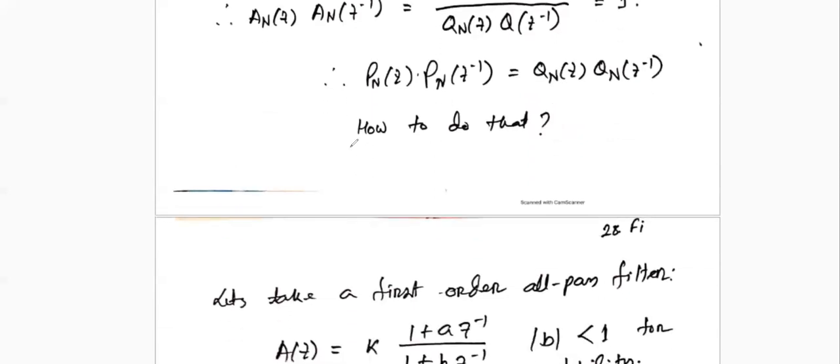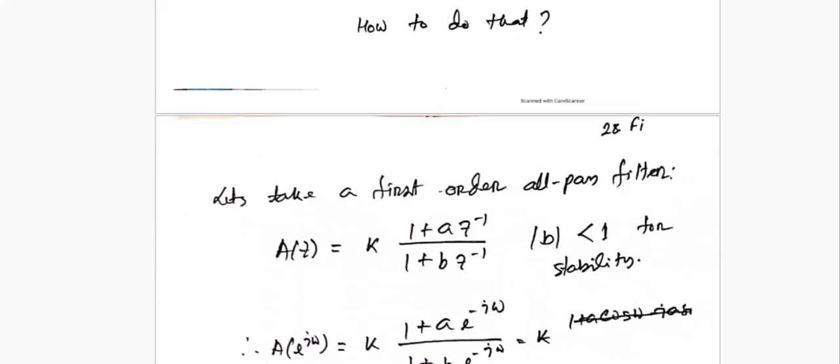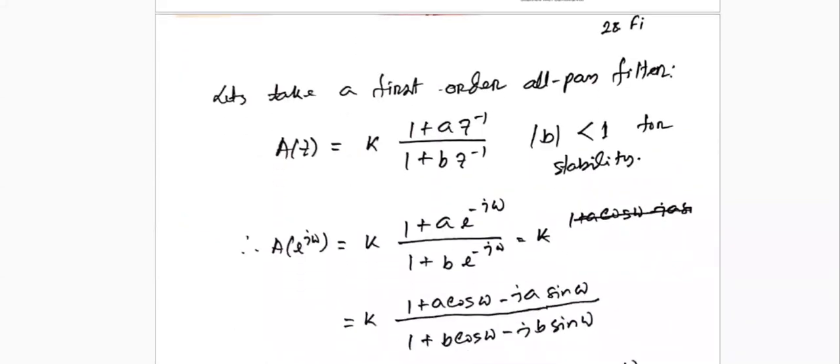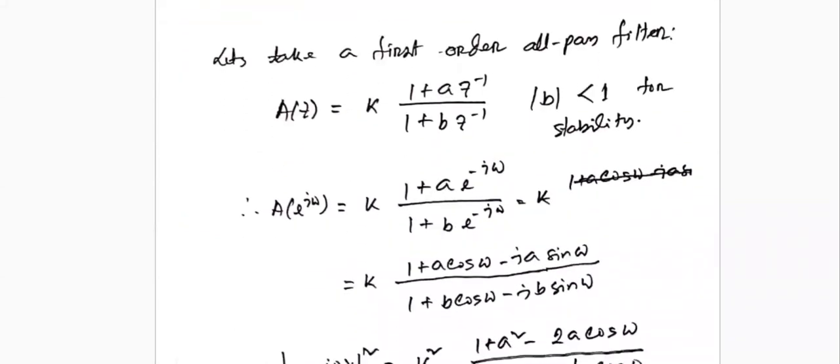We made a question: how to do that? So how can we build this? That is the question, and we'll solve that in the subsequent section. Let's take a first order all pass filter. So this is an example by which we can understand the process.